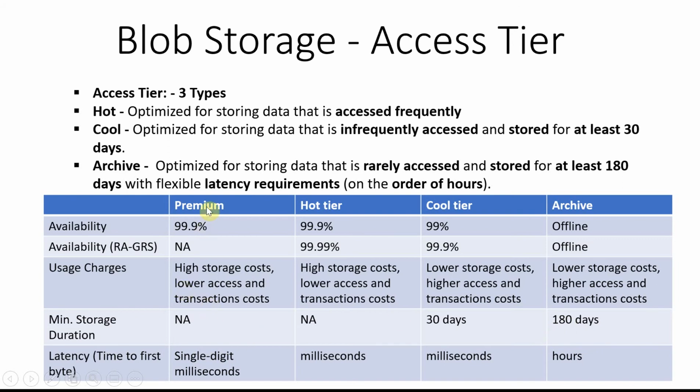Hot, cool, and archive are all for the standard category, and there's a premium category which is different. The premium will have better options, and it also comes with a cost. So you get high storage cost and low access and transaction cost, whereas in archive, you have low storage costs and higher access and transaction costs.